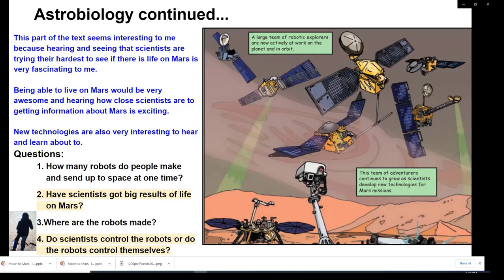Questions I have are: have scientists found signs of life on Mars? Do scientists control the robots, or do the robots control themselves?